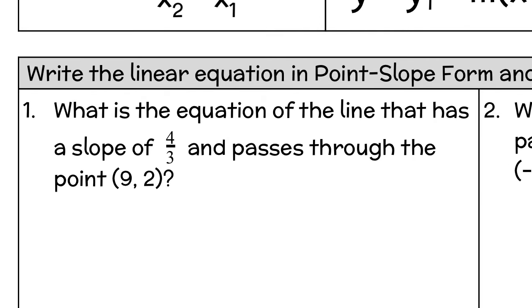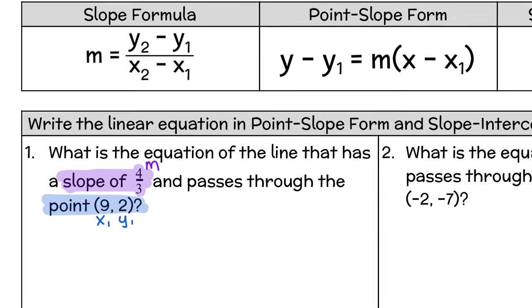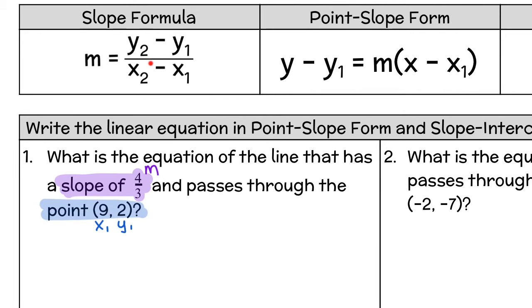It says, what is the equation of the line that has a slope of 4/3 and passes through the point (9, 2)? So keyword, I see slope. And they even tell us the value. So this one kind of cuts out a step because it already gave us slope. And slope is m. Okay, and then they tell us a point. That point (9, 2), we're going to label it as x1 and y1. So from these steps above, I don't need to find slope because it was already given.